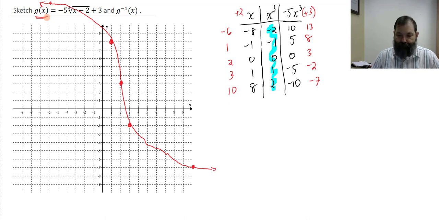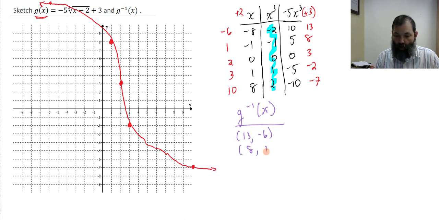There's g of x. Now, to plot g inverse, for g inverse of x, I will use reflections. And I'll literally invert the ordered pairs. So I have the point 13, -6. I have the point 8, 1. I have the point 3, 2. I have the point -2, 3. And I have the point -7, 10.